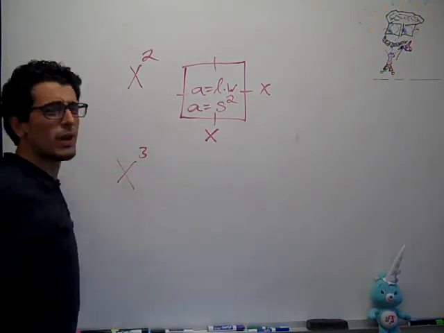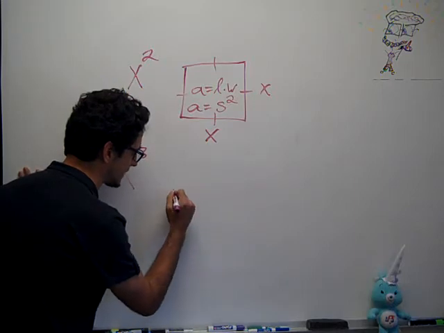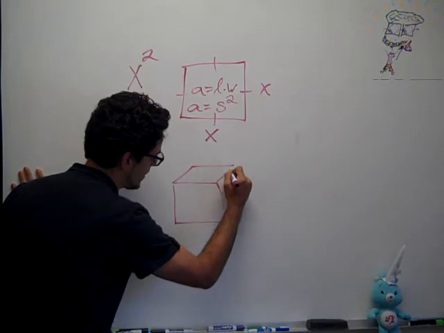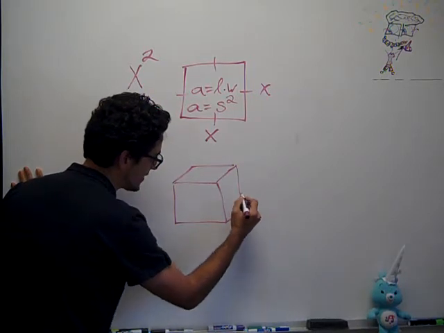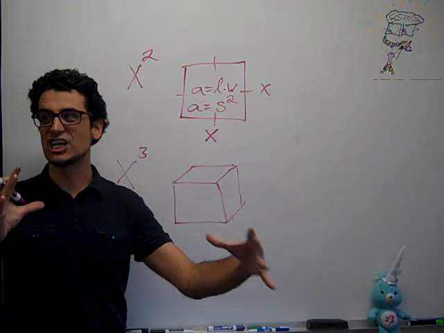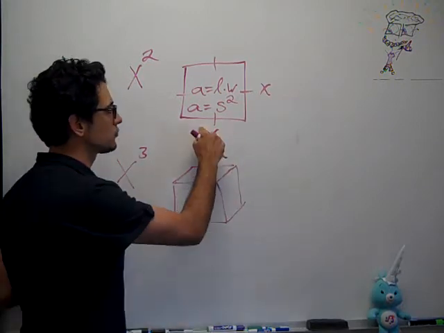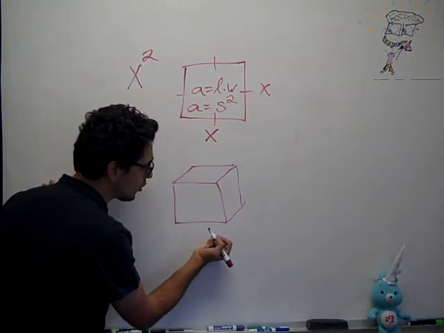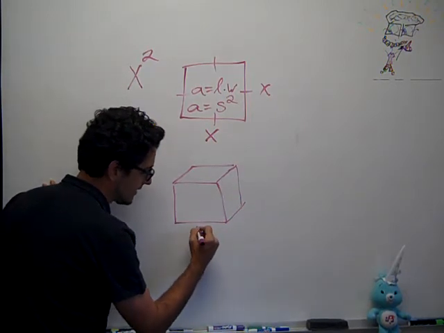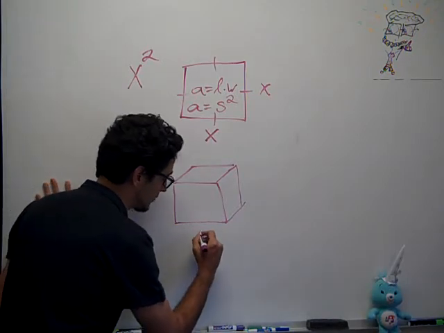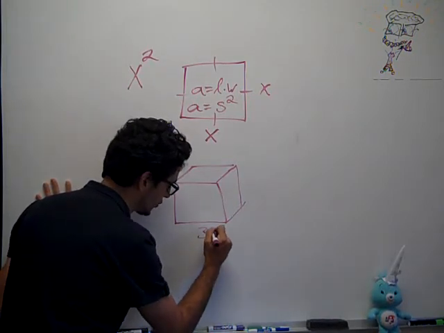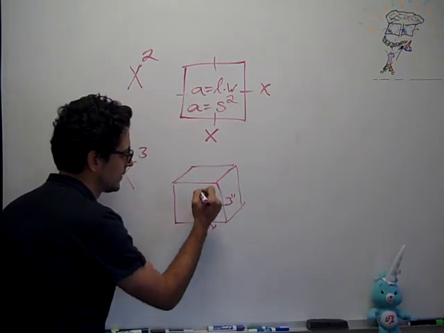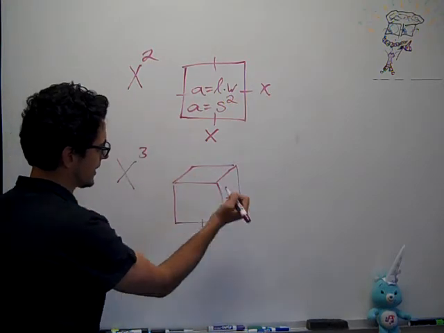cubed. Why would I bother calling that cubed? Well, I'm glad you asked. If I had a 3-dimensional figure, I am not an art teacher, so we'll do our best. In a cube, similar to a square, all side lengths are the same. So let's pretend the length of this was x, or let's say 3 inches. If this was 3 inches, this also would be 3 inches, and every other side would be 3 inches.